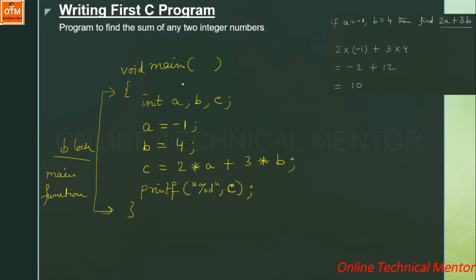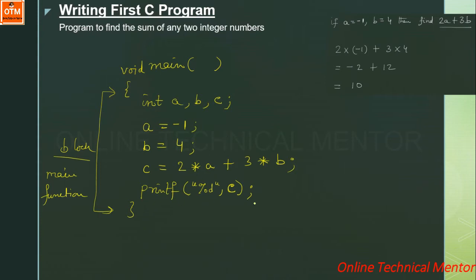Now be very careful, there will be no semicolon after void main, after the second bracket open, and after the second bracket close. That means you have to remember where we are not writing the semicolon. So after the void main function, after the braces, we are not going to write any semicolon at the end. But all the lines within the main function will end with a semicolon. Obviously, there are some exceptions.